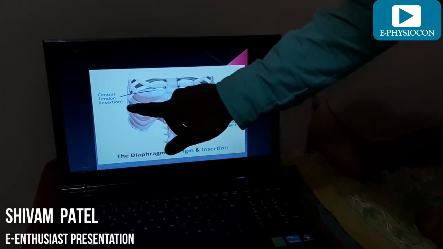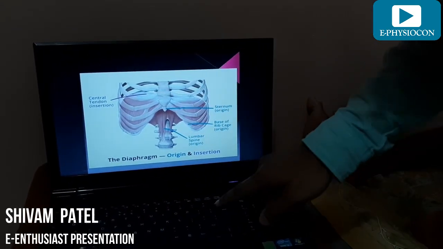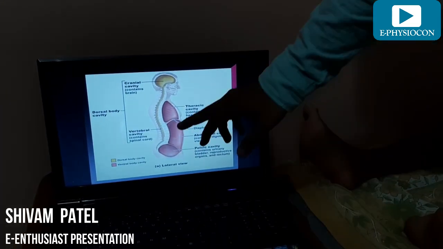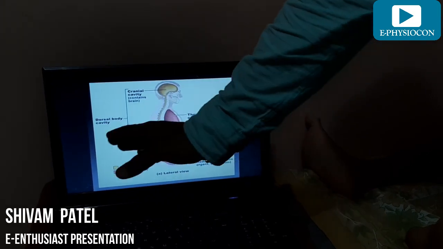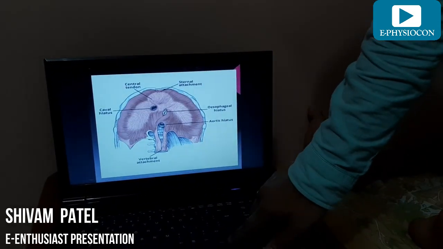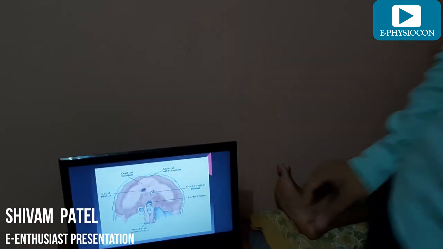The insertion is the central tendon. The diaphragm separates the upper thoracic cavity from the lower abdomen, and lies in front of the vertebral cavity. The diaphragm is the most important muscle for inhalation. When you take a deep breath, the diaphragm contracts, the intrathoracic cavity increases, and more oxygen is provided to the lungs.